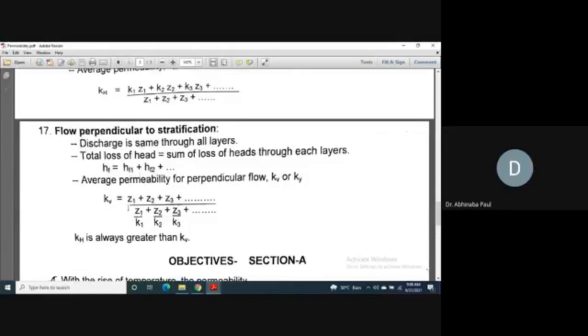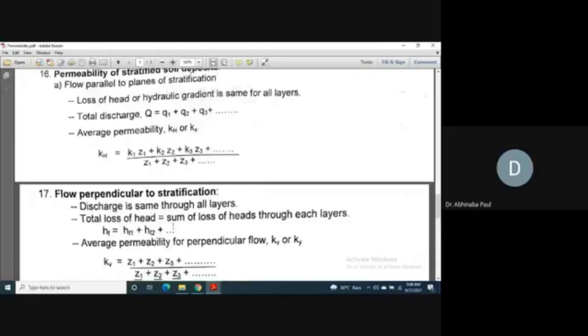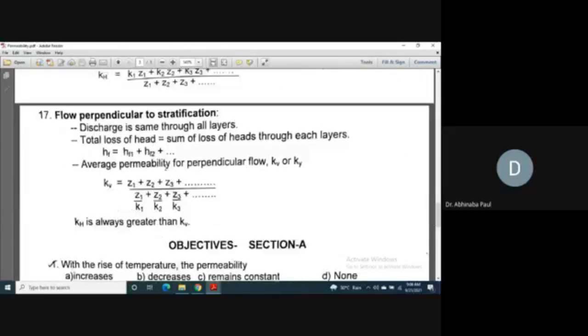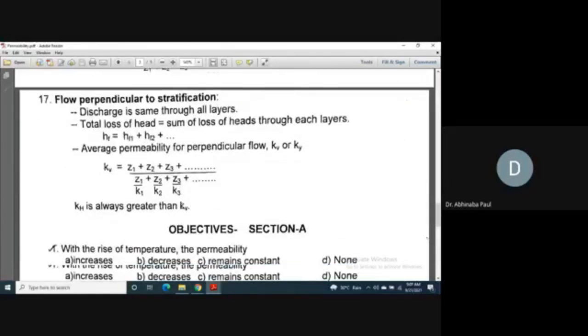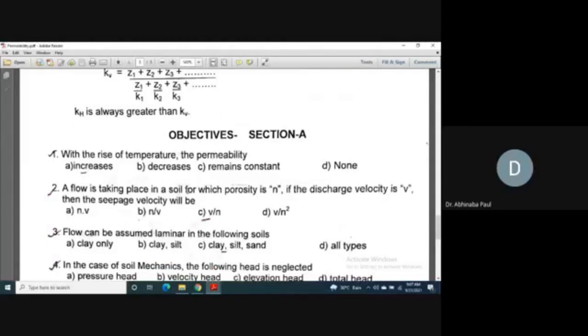However, for perpendicular flow we have this formula. Ultimately, only remember one thing: KH is always greater than KV. That is, permeability for flow parallel to the plane of stratification is always greater than perpendicular to the stratification. So this is how we see the probable type of questions, and the concept we have seen.